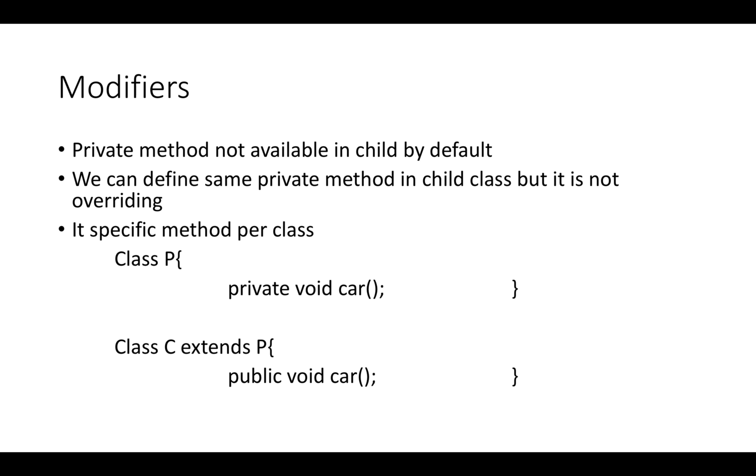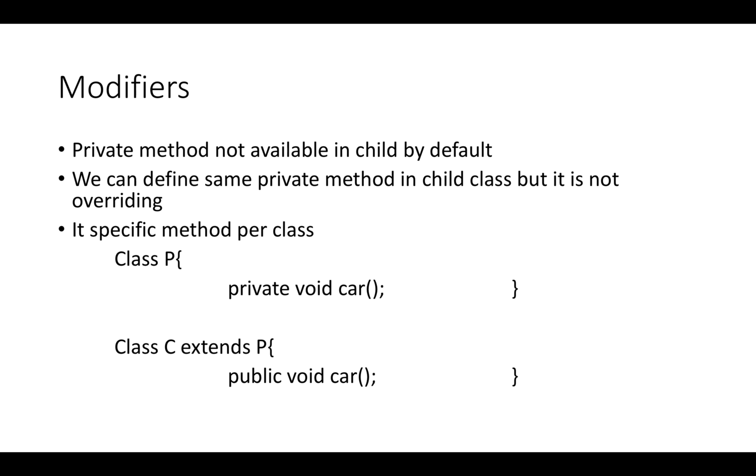Let me discuss the different modifiers in overriding. The first modifier I'll discuss is the private method. Whenever you define a private method in a parent class, that method is not available in a child class or any other class because it's private. And whenever you try to implement the same method name in a child class, this is not called overriding.